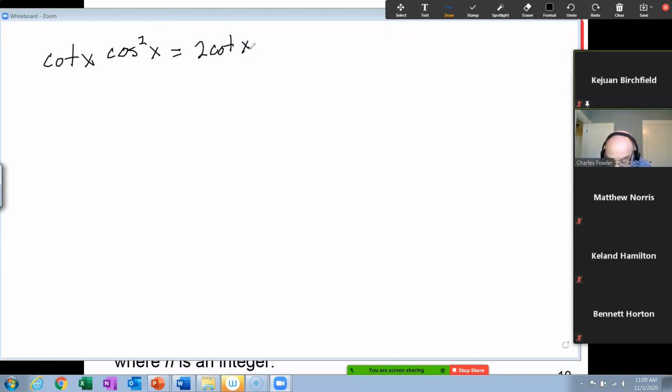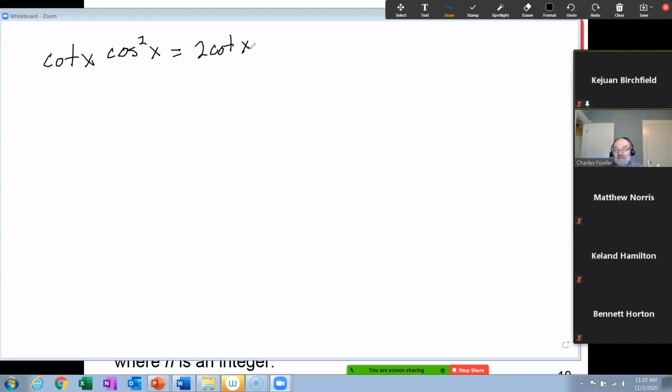Now that one's a little different. Why? Because you have 2 different trig functions, so it's going to be hard to isolate the trig function. You got 2 of them, but it may not be impossible to do. Now there's a couple things that I usually like to try first.